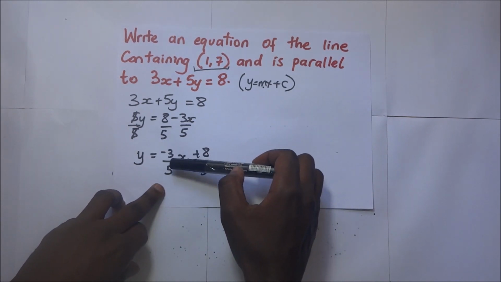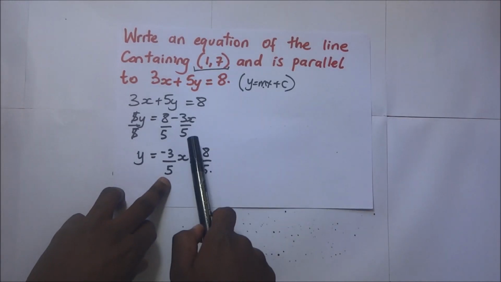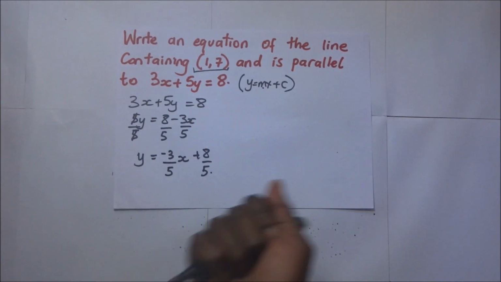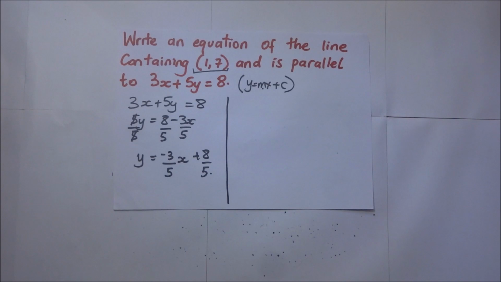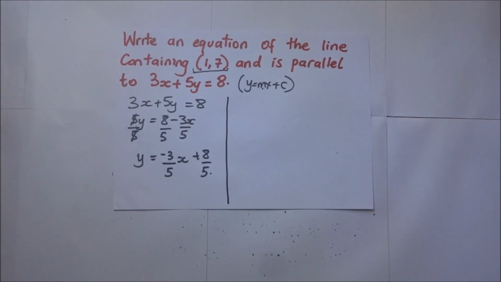If the gradient of that line is negative 3 over 5 and this line is parallel to the line we're looking for, it means that the line we're looking for also has the gradient negative 3 over 5. So we already have the gradient of the line we are looking for as negative 3 over 5. Now that we know its gradient, we can go ahead and find the real equation of the line.